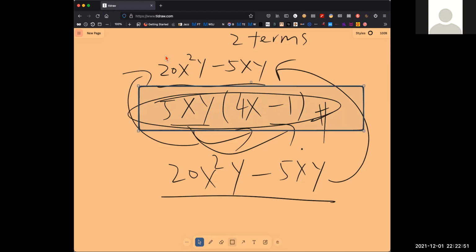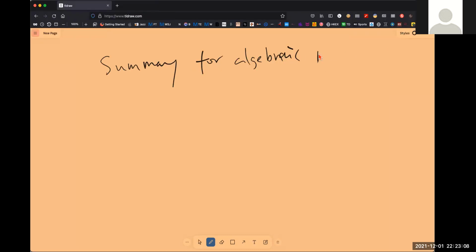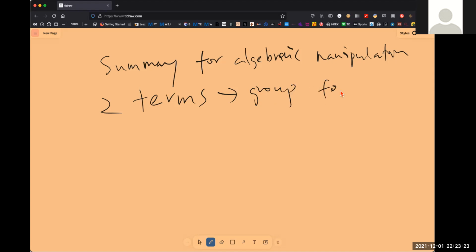So in fact, I think it's time to give you a summary before we move on. Summary for algebraic manipulation. Manipulation means how you play with it. 2 terms: 2 terms is the best. It has already been grouped for you, so you don't have to group yourself.